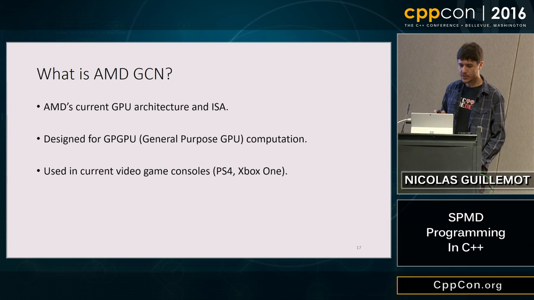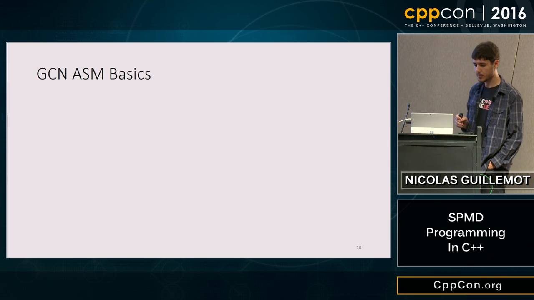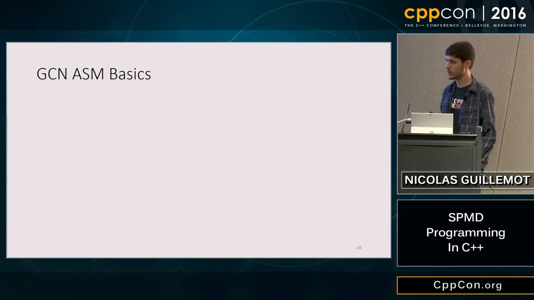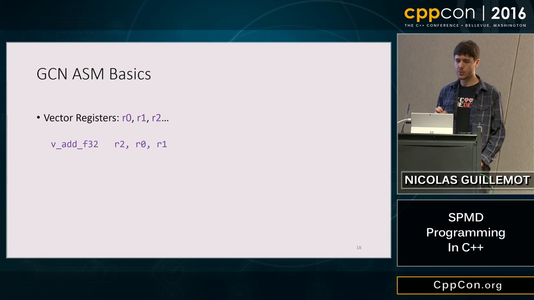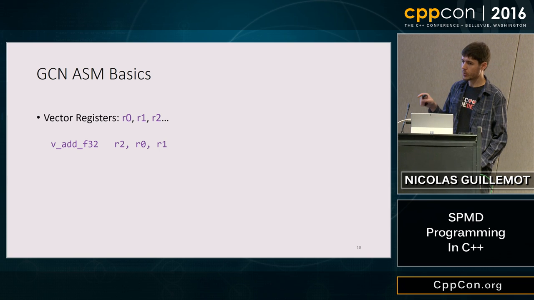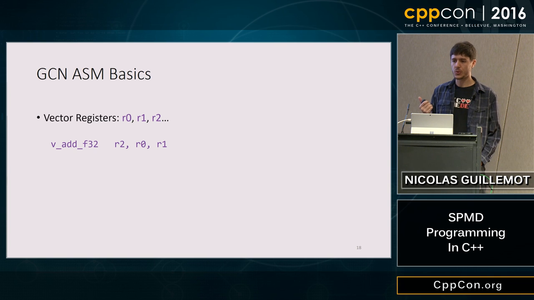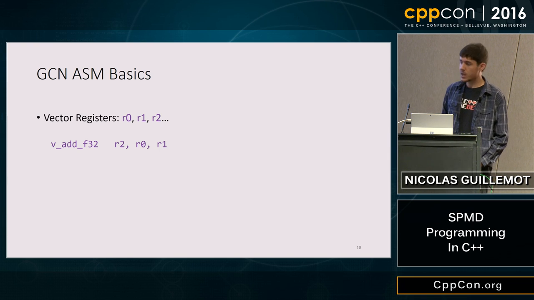So let's look at some basics, because I want to show you some assembly code, and I want to first make sure that we know what the notation means. So GCN has two sets of registers. It has a set of vector registers and a set of scalar registers. The scalar registers I'm going to talk about in a little second, but the vector registers are named R0, R1, R2, R3, R4, et cetera. And each of these vector registers corresponds to, you could say, a SIMD register with 64 values. It's actually very wide, 64. And you can operate on them in a pretty straightforward way.